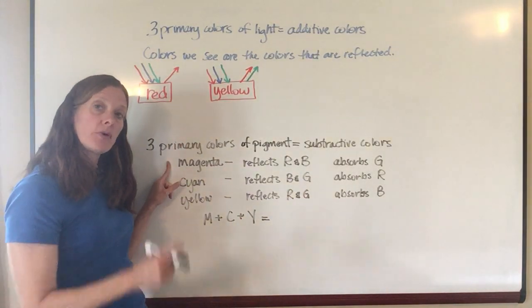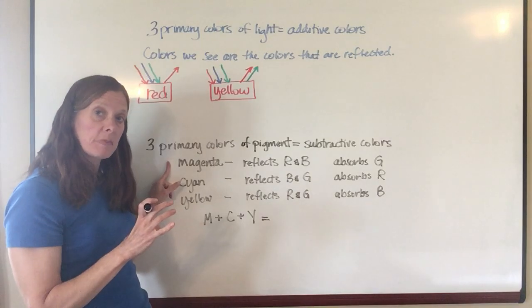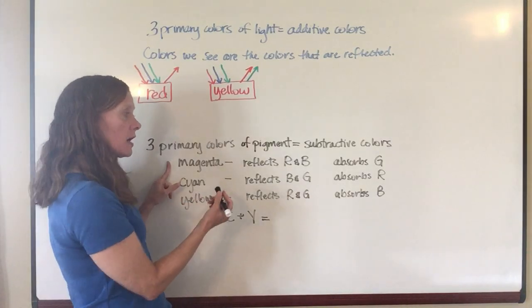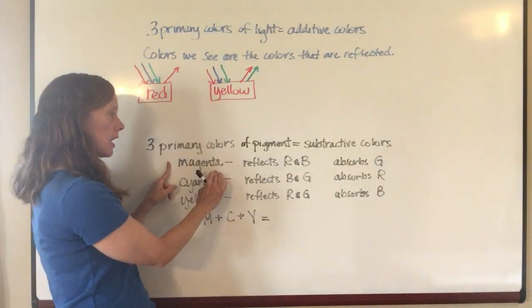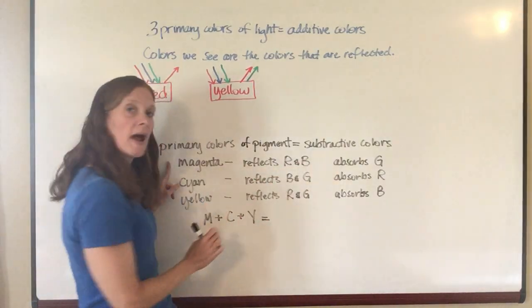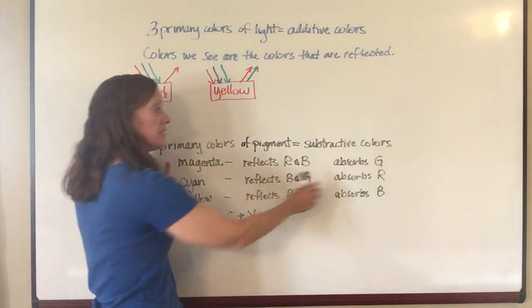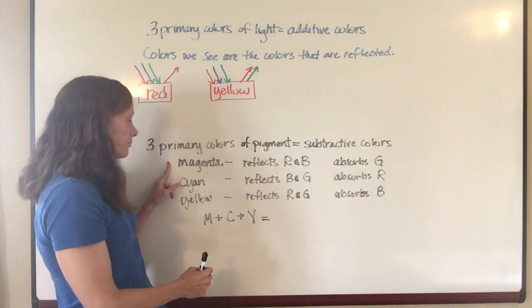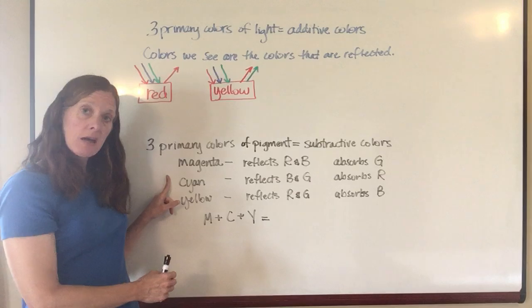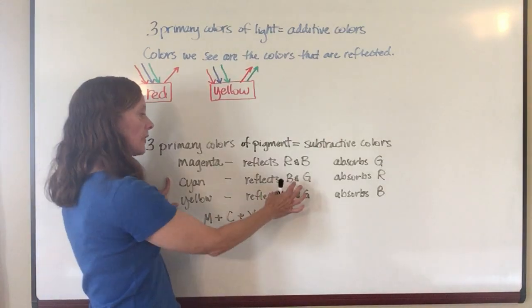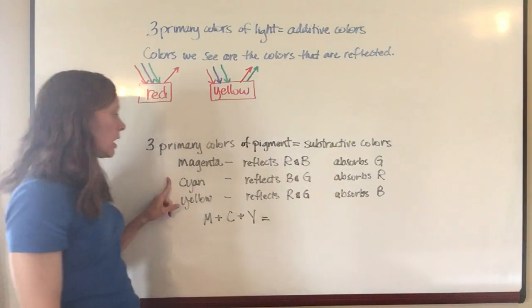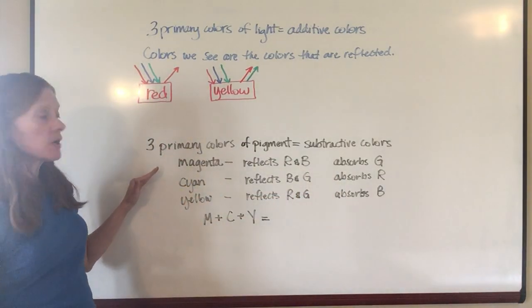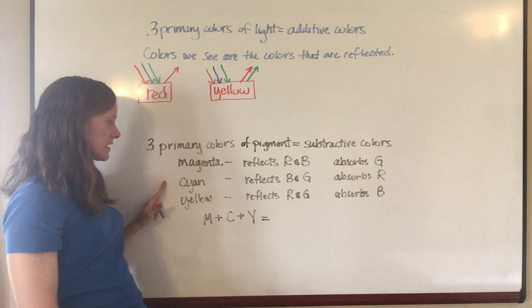Magenta, remember, if you remember how your colors of light mix together, magenta is made when you mix red and blue light together. So magenta reflects red and blue light, and that means it's going to absorb green. Something that is cyan in color will reflect blue and green light, but it will absorb red. So the three primary colors of pigment are magenta, cyan, and yellow.